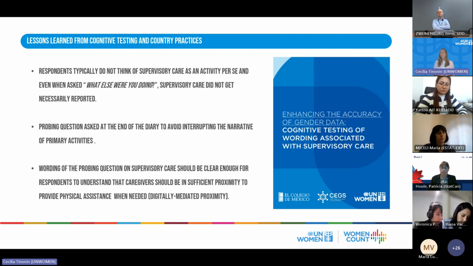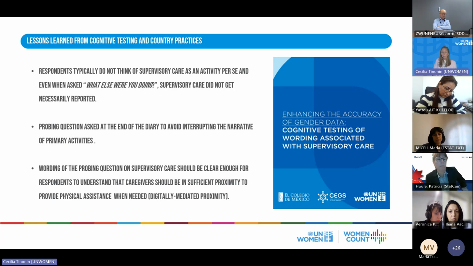In Mexico, we saw that, for instance, care dependents of a certain age group, or caregivers of a certain cohort, adolescents for instance, considered digitally mediated proximity, so the use of a cell phone, as a means to provide supervisory care. This was excluded from the definition that has been agreed upon by the Supervisory Care Committee.